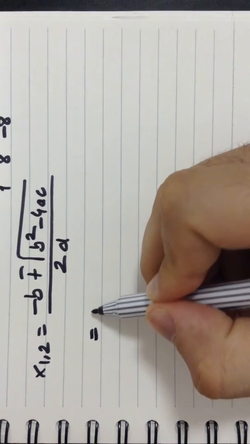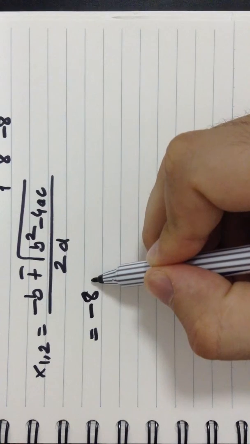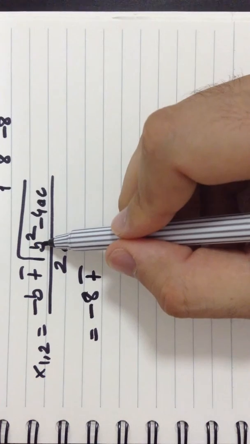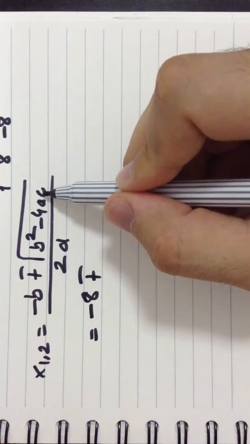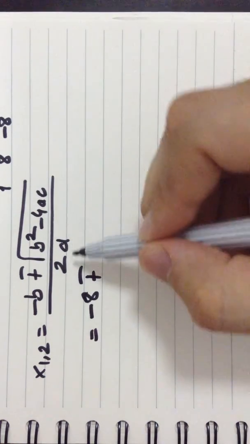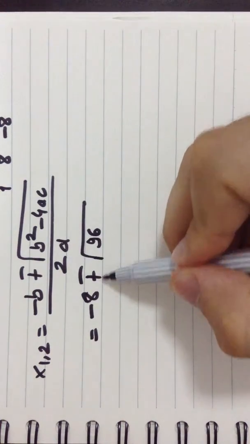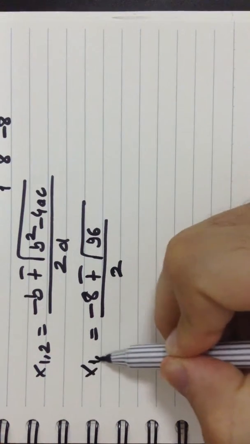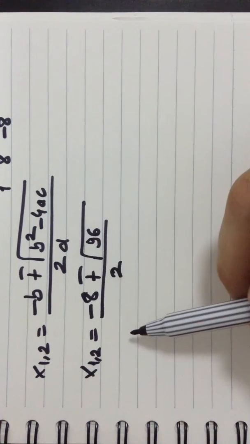Let me put the numbers in: minus 8 plus or minus the square root of b squared, which is 8 squared, 64, and 4 times 8 is 32, and it's minus but we can make it plus, so 96, over 2a, and it will become 2. This is the root for x1 and x2. And x1 is, if plus, the other one will become minus.